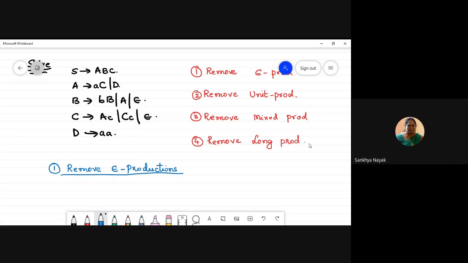Before removing the epsilon productions, find which are nullable. In the chat section, can you tell me which are the nullable variables? Which are the nullable non-terminals? Tell me which are nullable.